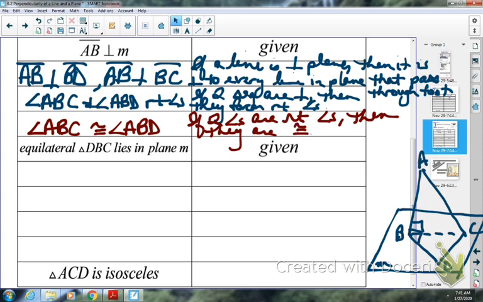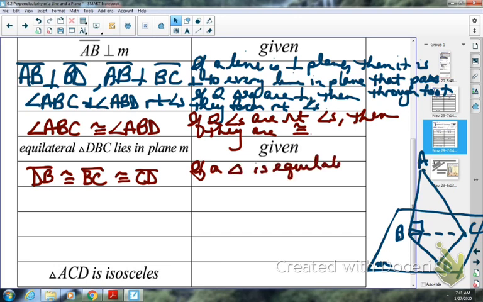So if I'm trying to prove the triangles congruent, right now I've got one pair of congruent parts. But the other given said the triangle DBC was equilateral. So remember, equilateral triangle means that all the sides are congruent. So segment DB would be congruent to segment BC, which would be congruent to segment CD. Now technically I don't need all three, but I'm going to go ahead and list them anyway. So again, my reason would be if a triangle is equilateral, then all sides are congruent.